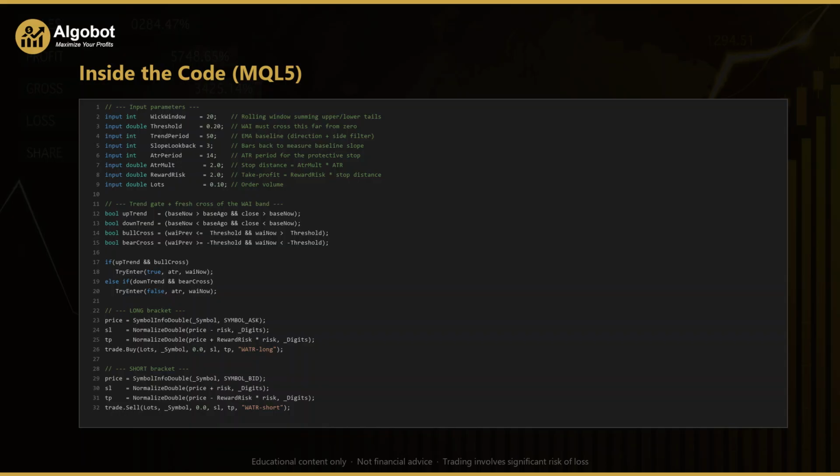In the long bracket, price is taken from the ask, the stop loss is placed one risk distance below entry, and the take profit is the reward to risk multiple above it. Then trade.buy sends the order. In the short bracket, price comes from the bid, the stop sits one risk distance above, the take profit sits the reward to risk multiple below, and trade.sell sends it. Both sides are symmetric, so the strategy treats longs and shorts with exactly the same logic. This is educational information, not a recommendation.